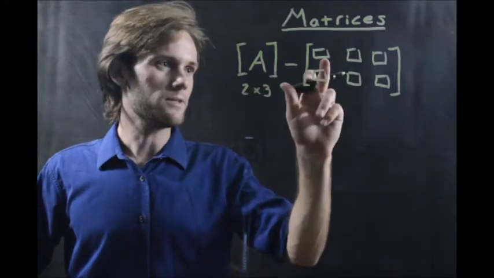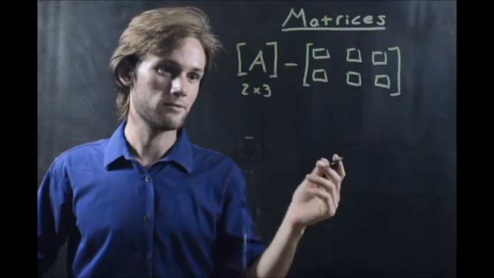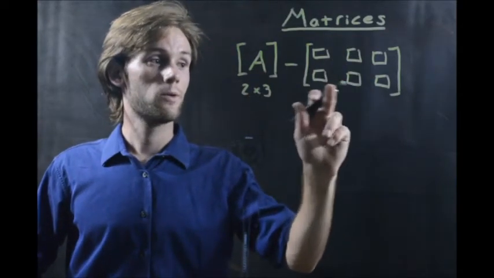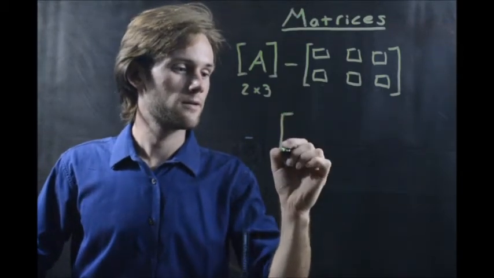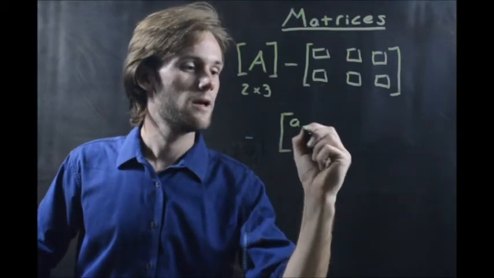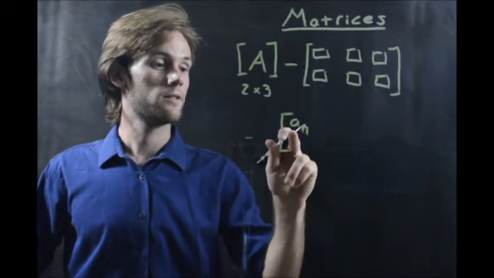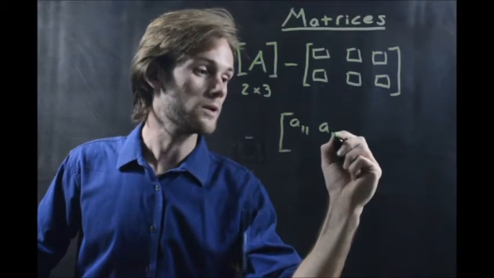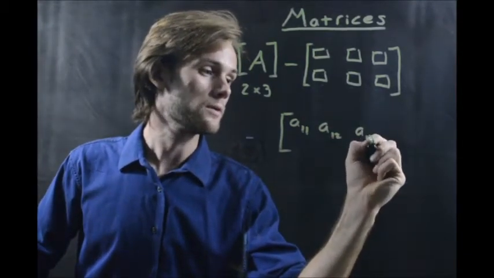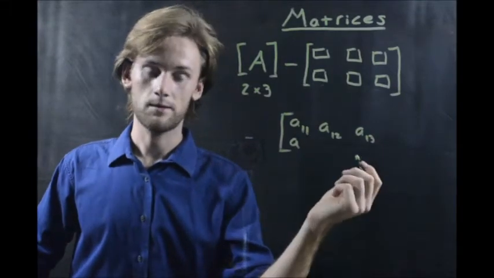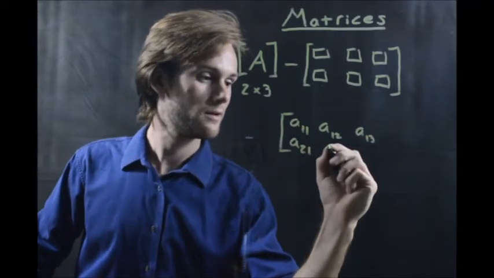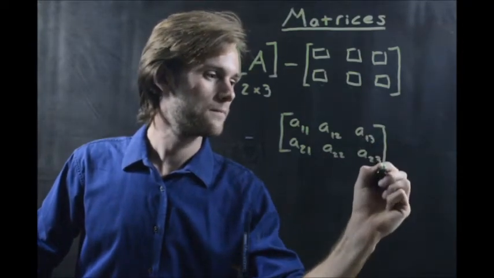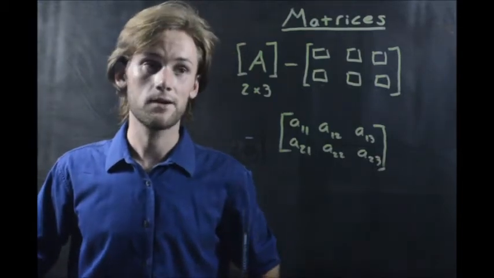Alright, so now let's name these. If we have a big A titling the matrix, we're going to name each element with a little a. So right here, our first one is going to be A11. That means first row, first column. Then we have A12, A13. And of course below we have A21, A22, and A23. These are the elements of our A matrix.